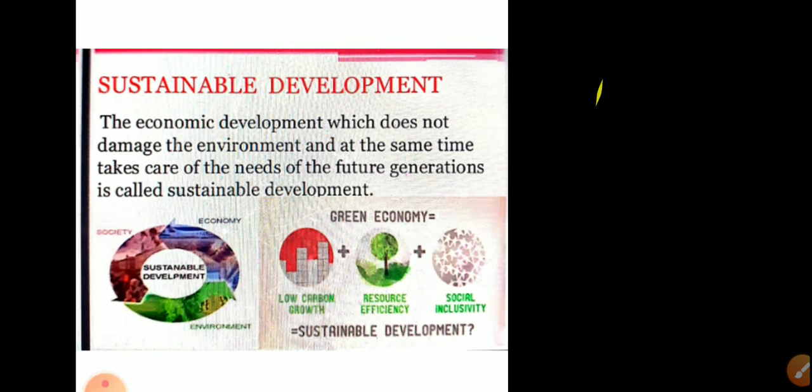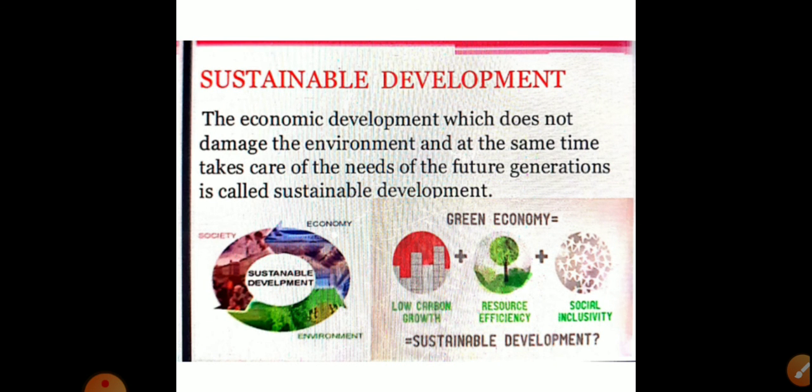इकोनॉमिक सस्टेनेबल डेवलपमेंट क्या है? ऐसा इकोनॉमिक डेवलपमेंट which does not damage the environment, जो अपने एनवायरनमेंट को खराब नहीं करता, at the same time takes care of needs of the future generation, that is known as sustainable development. Here is a picture. Here is the sustainable development picture. It is society, economy, environment. All these will come in sustainable development. इसके अंदर आप लोगों को environment को सेव भी करना है, डैमेज होने से भी बचाना है, और साथ साथ में फ्यूचर जनरेशन के लिए इसको संभाल कर भी रखना है. तो that will become sustainable development.